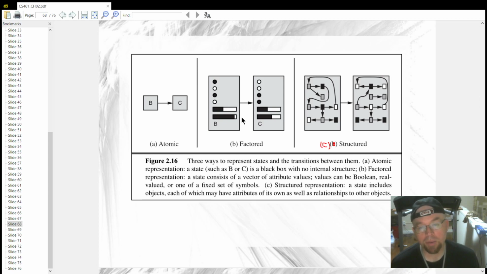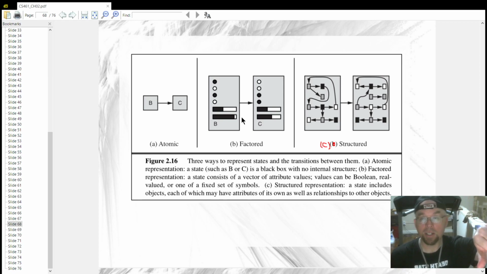Okay, now a structured representation of an environment would include all of those things. It can do everything that atomic can, it can do everything that factored can, but in addition to that, it also allows for including or incorporating relationships between different entities, right? So a structured representation is what you would need, maybe for something like an MMO, right? Where not only are you saying that this player is here, this player is here, this player is here, this player is here, but also you might have to describe the relationship between those players.